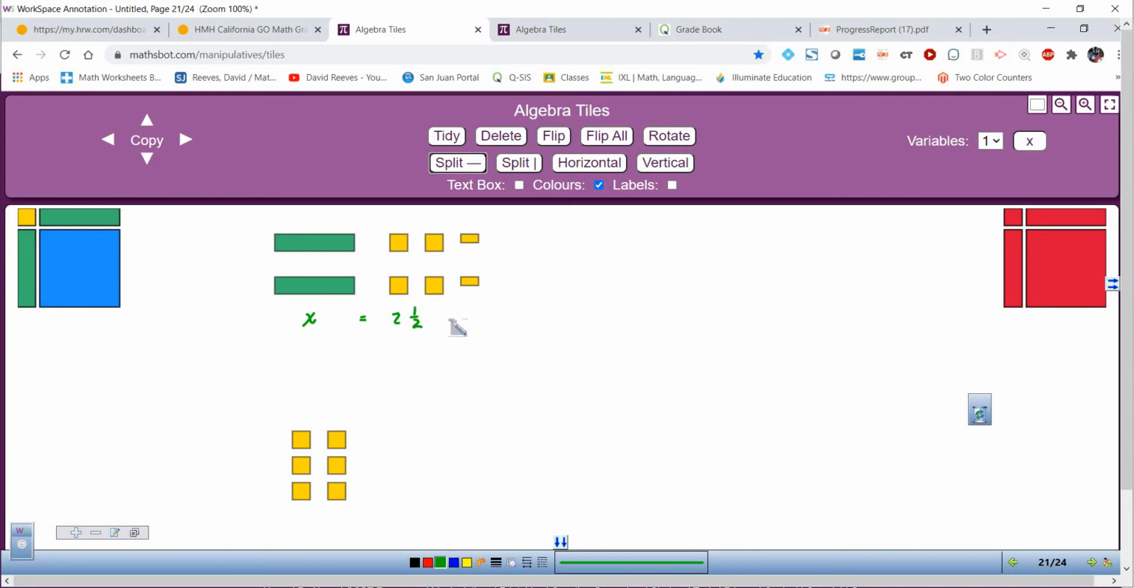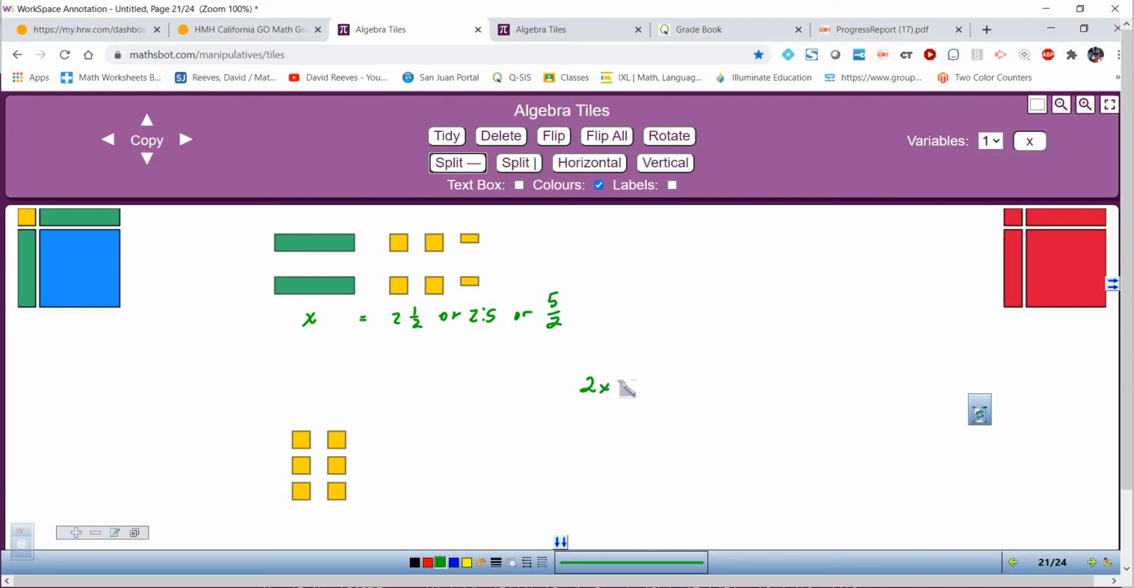All right, so we could say x is equal to 2.5 or 2 and 1/2. Honestly, the best way in algebra to write the answer would be 5/2. But with algebra tiles, because they're pieces, it lends itself more to 2 and 1/2 or 2.5. But 5/2 would be the answer.